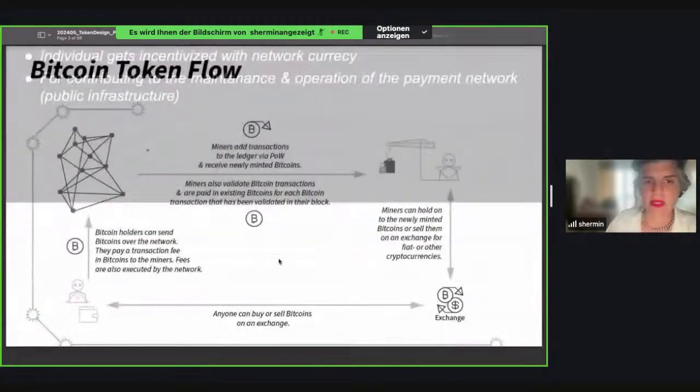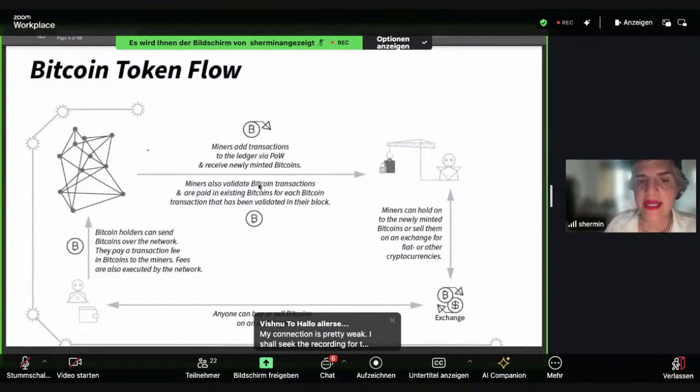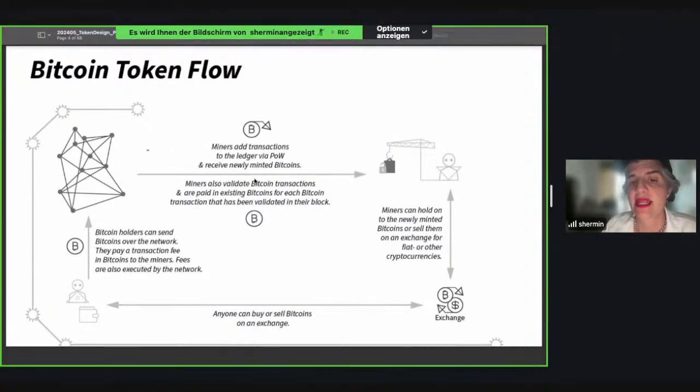So, a very simplified token flow. Basically, node operators that contribute to the network, the mining node operators in this case, can add transactions to the ledger via the process of proof of work, and we will look at that in more detail, and can receive newly minted bitcoins. Miners also validate Bitcoin transactions and are paid in existing bitcoins for each transaction that has been validated in their block. So here, this is the symbol for the miners.